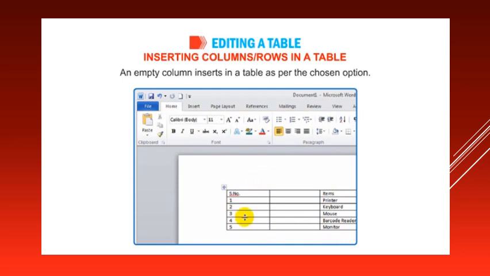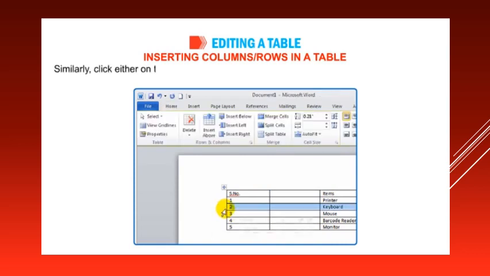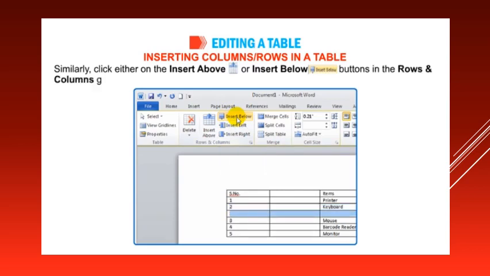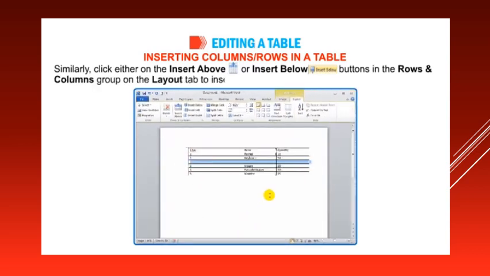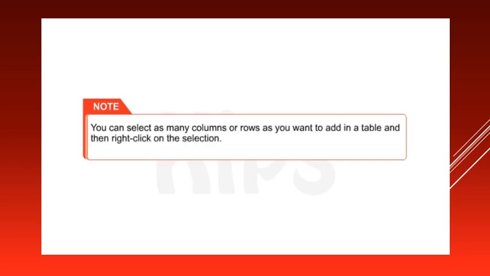Similarly, click either on the Insert Above or Insert Below buttons in the Rows and Columns group on the Layout tab to insert a new row. Students, note that you can select as many columns or rows as you want to add in a table and then right-click on the selection. Click on the Insert option and choose the desired option from the cascading menu.